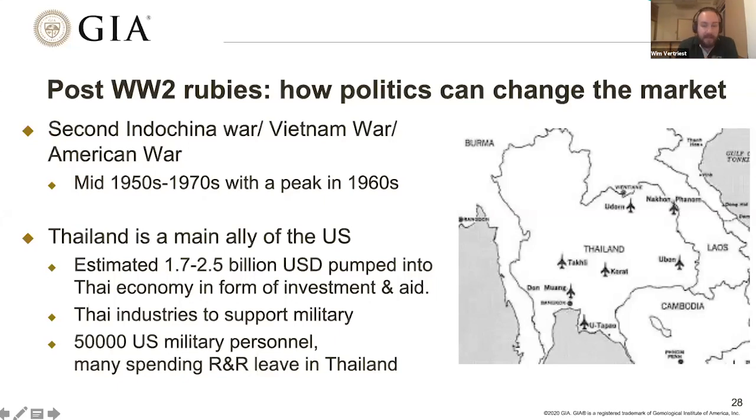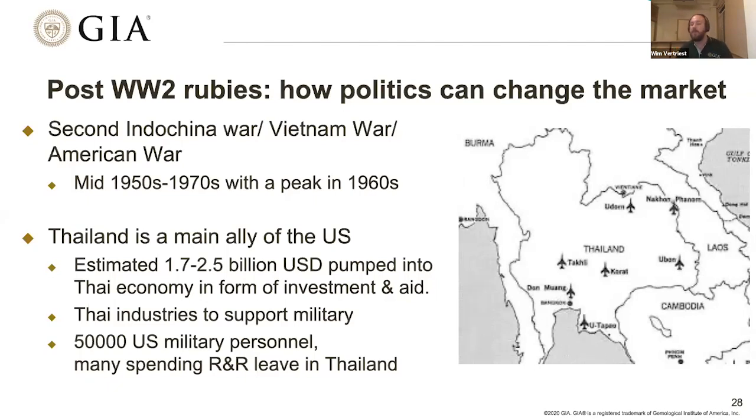In that period, Thailand is a main ally of the US. And it is estimated that, depending on sources, 1.7 to 2.5 billion US dollars were pumped into the Thai economy in form of investment and aid. Thailand was used by the US as a platform for a lot of its airstrikes. So a lot of aircraft and aircraft personnel was based in Thailand.